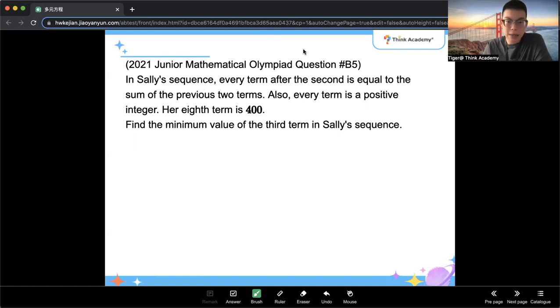It says that in this one, every term after the second is equal to the sum of the previous 2 terms. So definitely this is a Fibonacci-like sequence. All the terms are positive, and the 8th term is 400. So what is the minimum value of the 3rd term? Now, first of all, I can just try to list all of them.